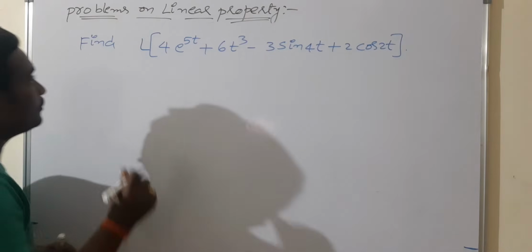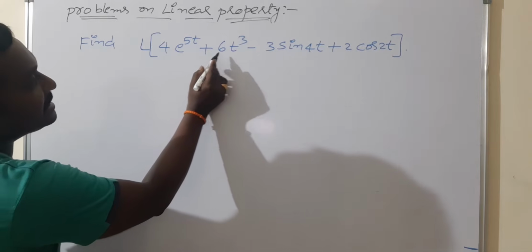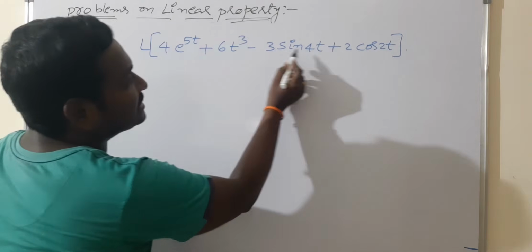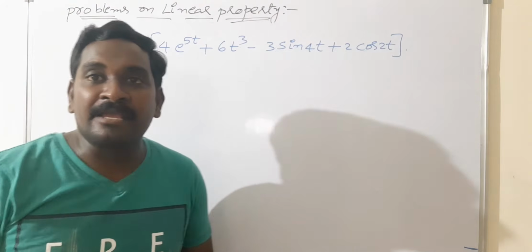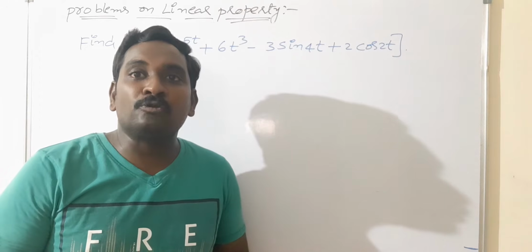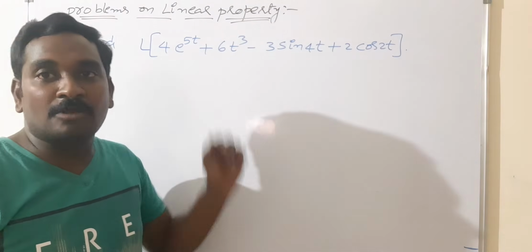Please see this problem. Find L of 4 into e power 5t plus 6 into t cube minus 3 sin 4t plus 2 cos 2t. So what is the linear property? If there are more than two functions in addition or subtraction, we can easily split the terms.